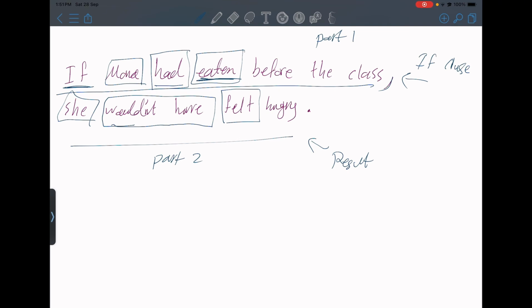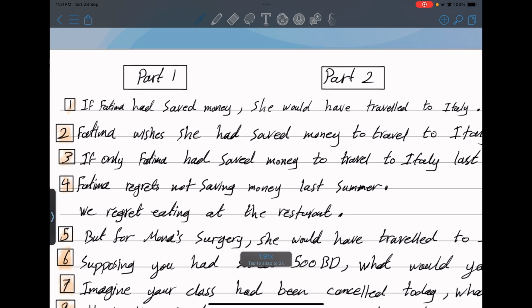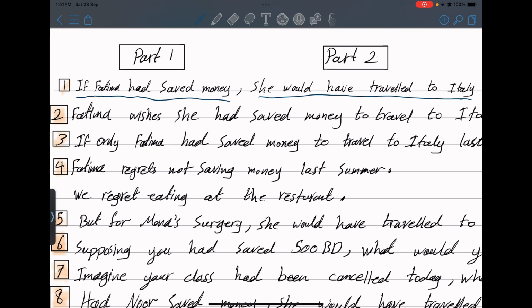Now I will explain the other if conditionals. As you can see, you have 8. I didn't write the mixed ones and the other 2. We will start with these 8. The first sentence: if Fatma had saved money, she would have traveled to Italy. So this is part 1 and this is part 2. This is the if condition and this is the result.